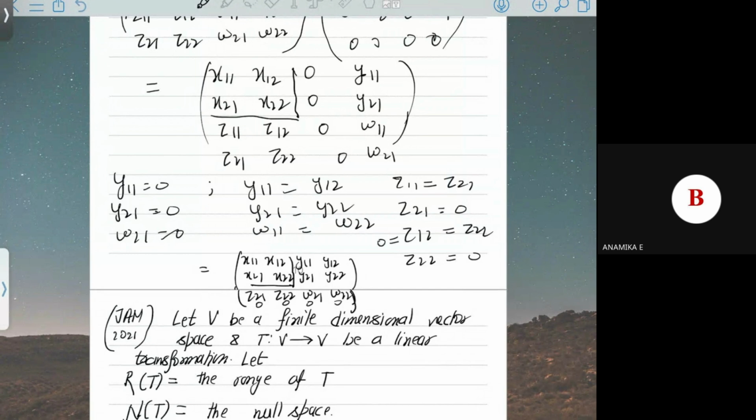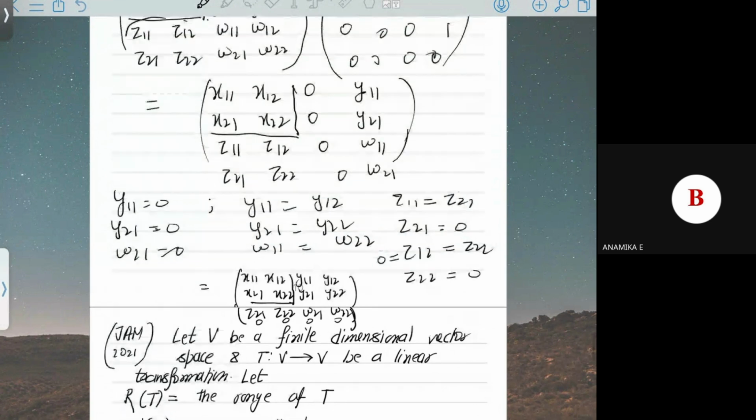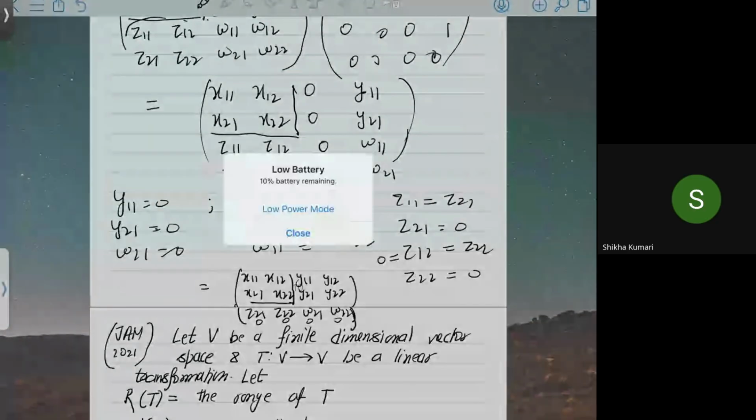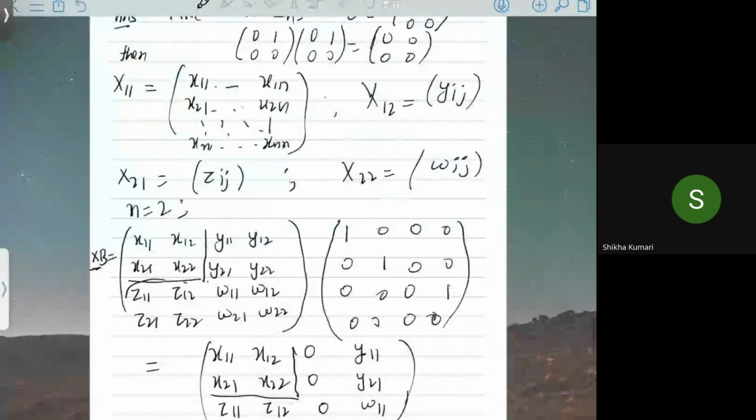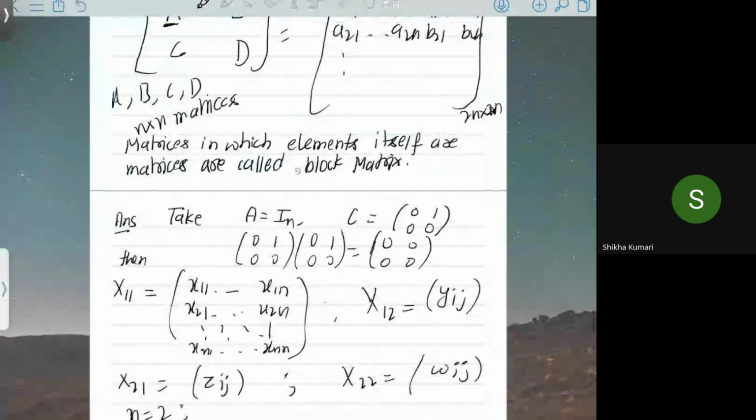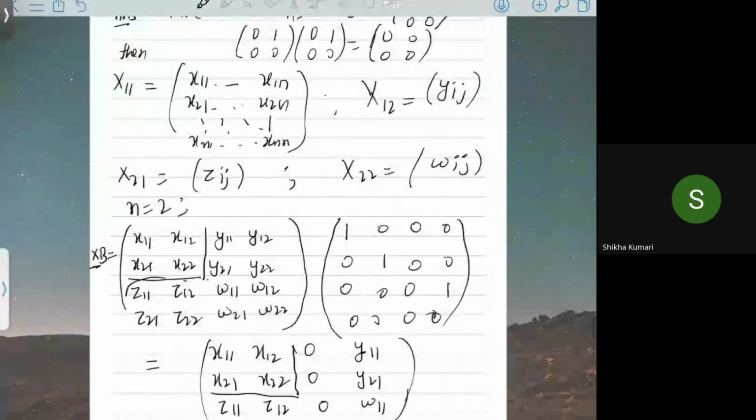Fine. Now I think I can skip all the calculations needed. Can you do it yourself, the calculation part? Anybody please speak. Yes ma'am, we can do it. Okay. So you just do the calculation part and you can get the answer. Okay, so I'll just skip. This is a bit calculative, so I will just skip this.